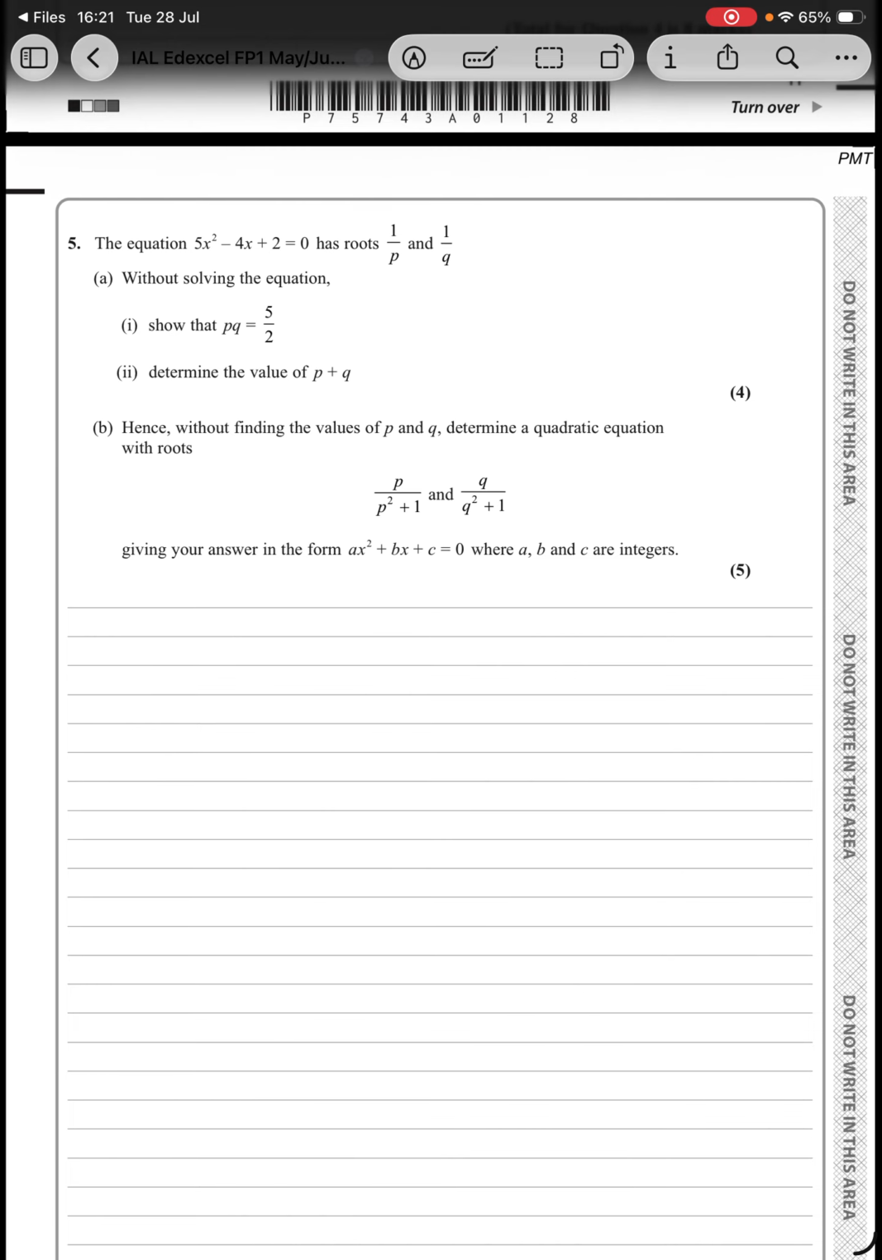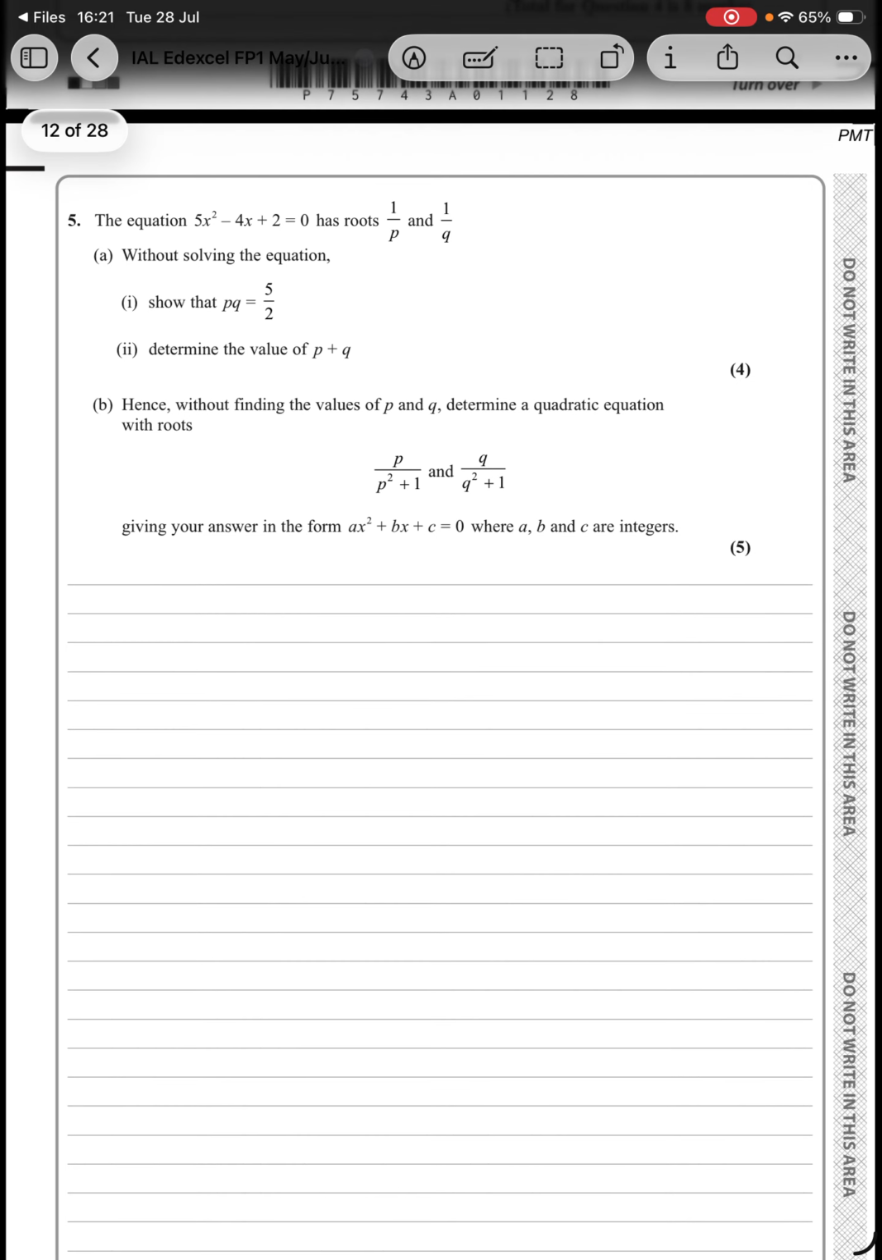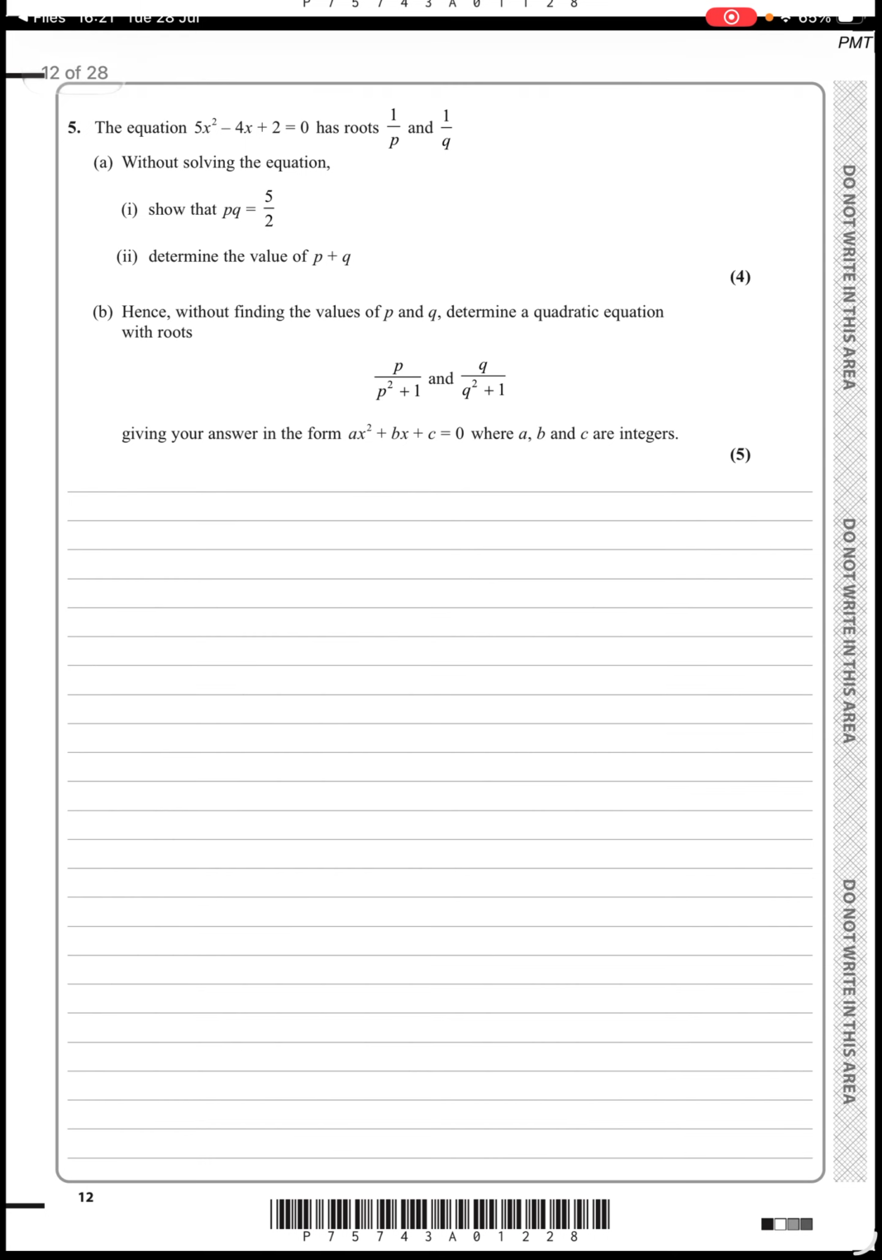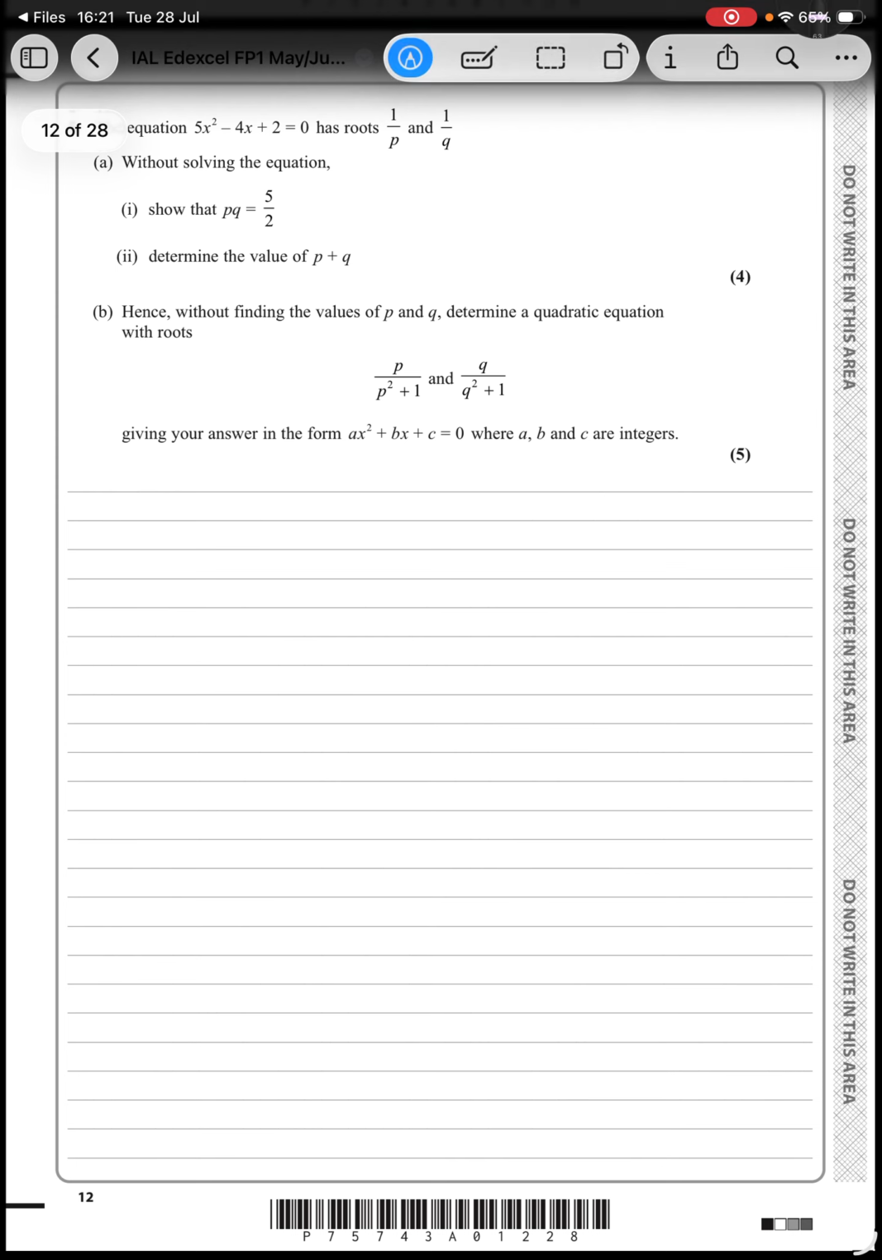I'll be answering question number 5 of the 2024 May June FP1 paper. It says the equation 5x squared minus 4x plus 2 equals 0 has roots 1 over p and 1 over q. Without solving the equation, part 1, show that pq is 5 over 2.